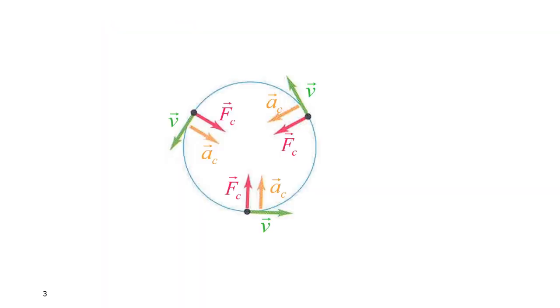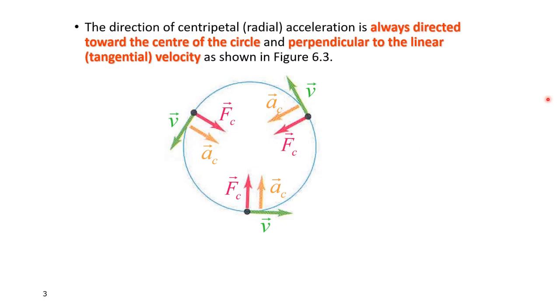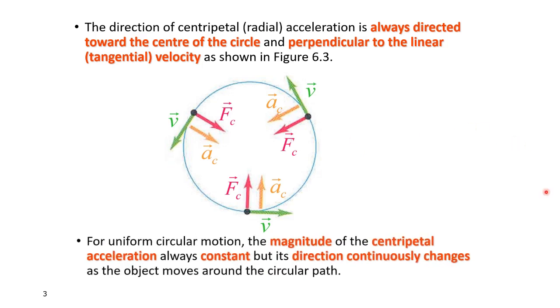So here's the diagram that represents the tangential velocity, centripetal acceleration, and at the same time we have Fc, which represents centripetal force. When we look at the direction of the centripetal acceleration, it is always directed toward the center of rotation. Fc and ac are both perpendicular to the tangential velocity, or linear velocity.